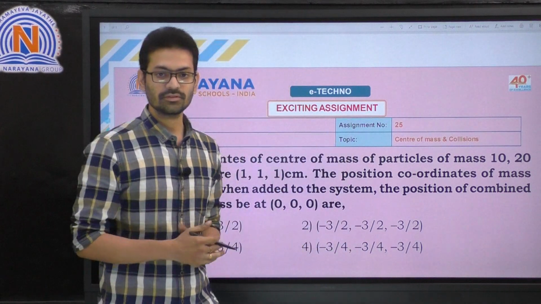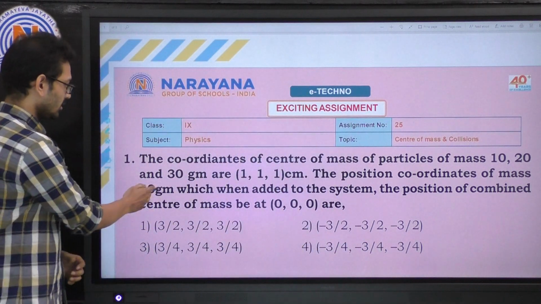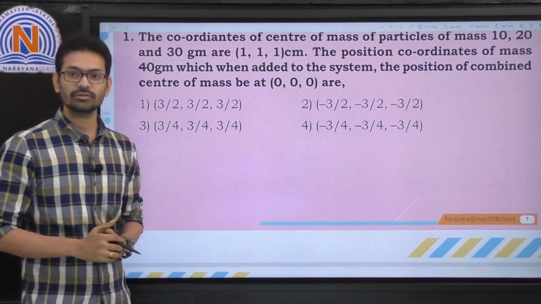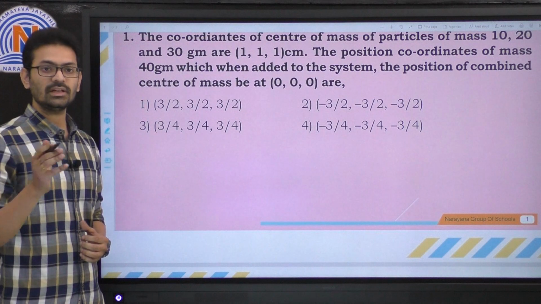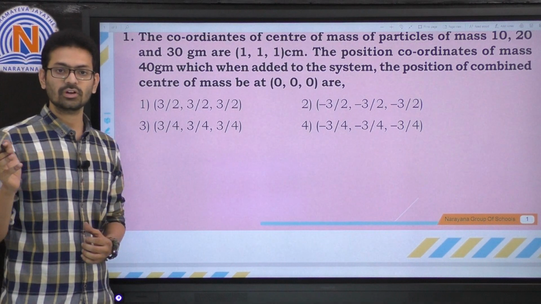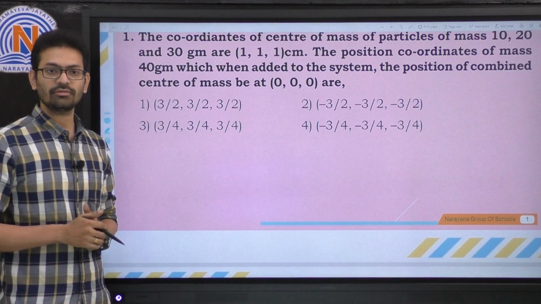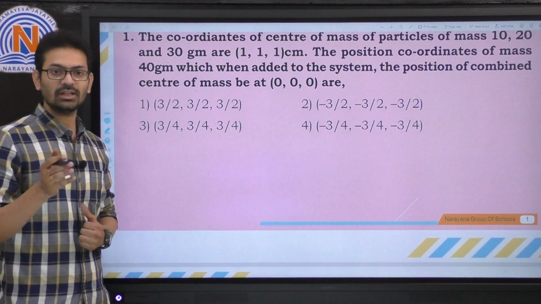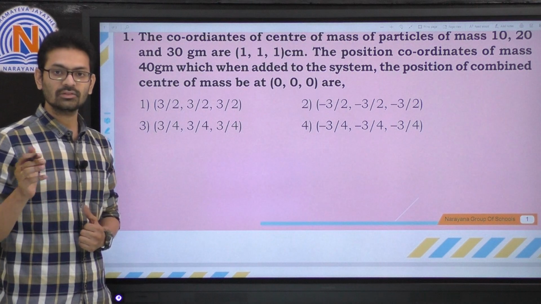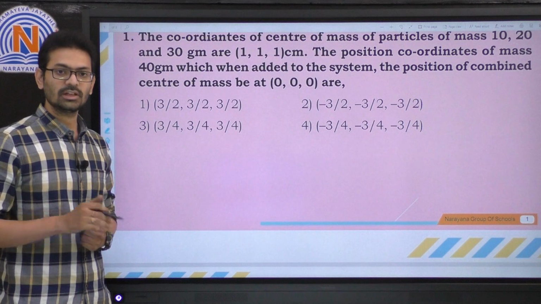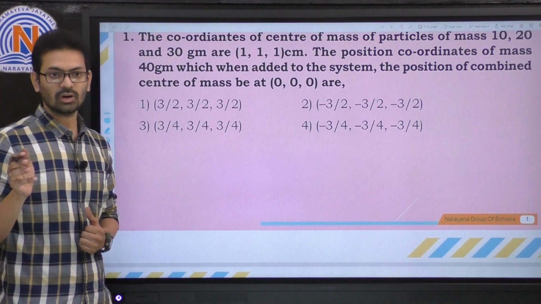The question given in this assignment is: the coordinates of the center of mass of particles of masses 10, 20 and 30 grams are 1, 1, 1. What are the position coordinates of a 40 gram mass which, when added to the system, puts the center of mass of the combination at 0, 0, 0?